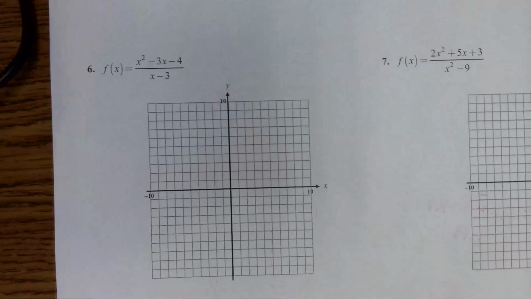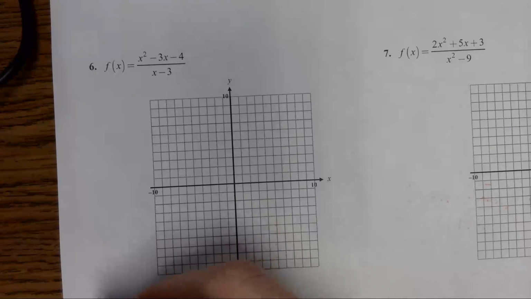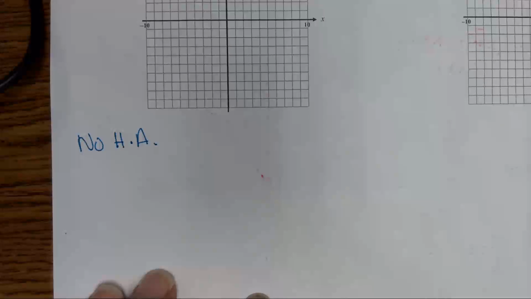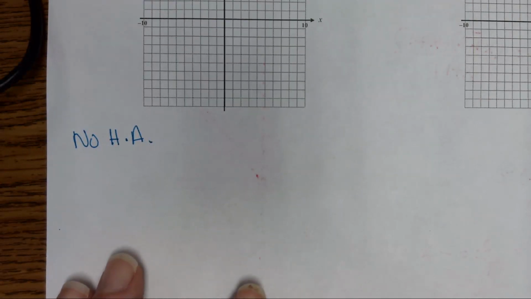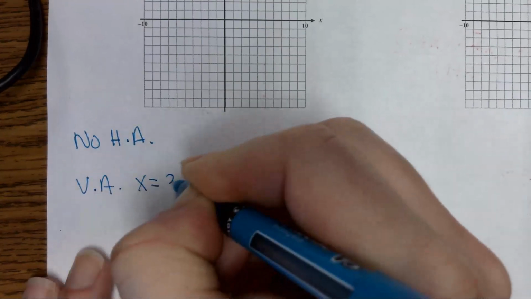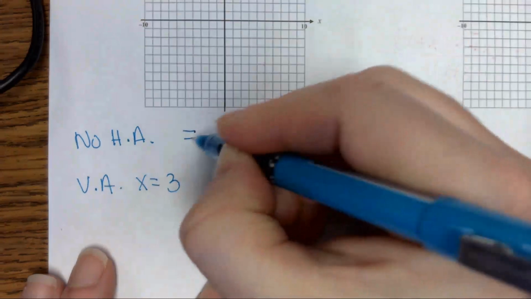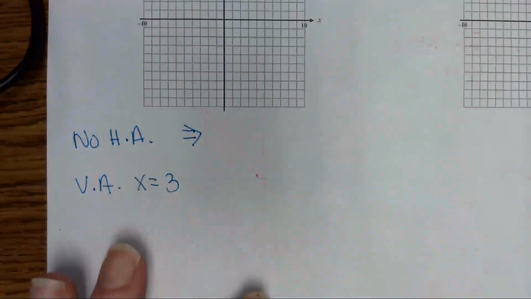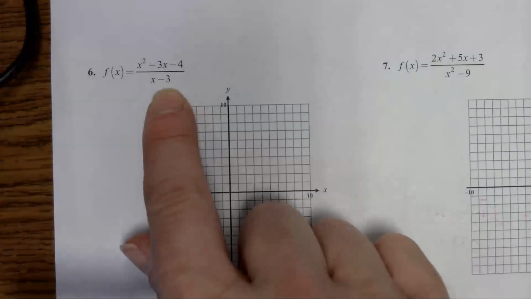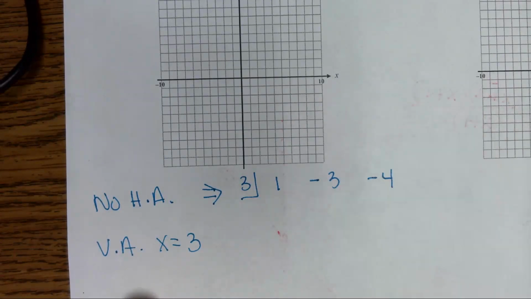This was one that you did for homework on Friday, and you probably wrote that there is no horizontal asymptote. I hope you wrote that. Good. And this does have a vertical asymptote of x equals 3. When there's no horizontal asymptote, I'm going to go a step further and see if we can find the end behavior asymptote. So I am going to do synthetic division with this one. Let's put 3 in the box and divide and see what we get.